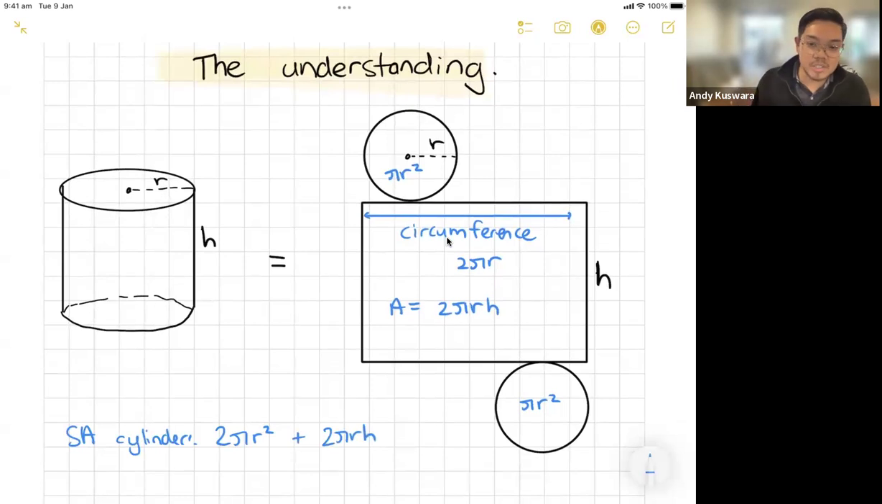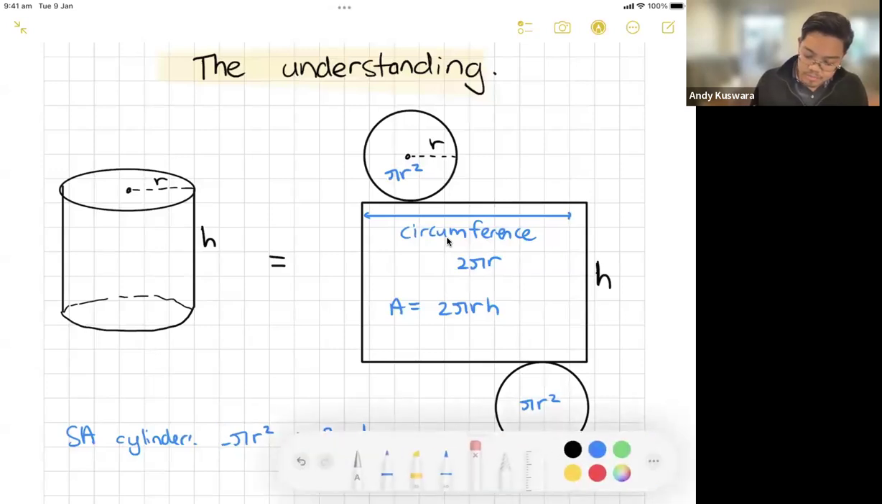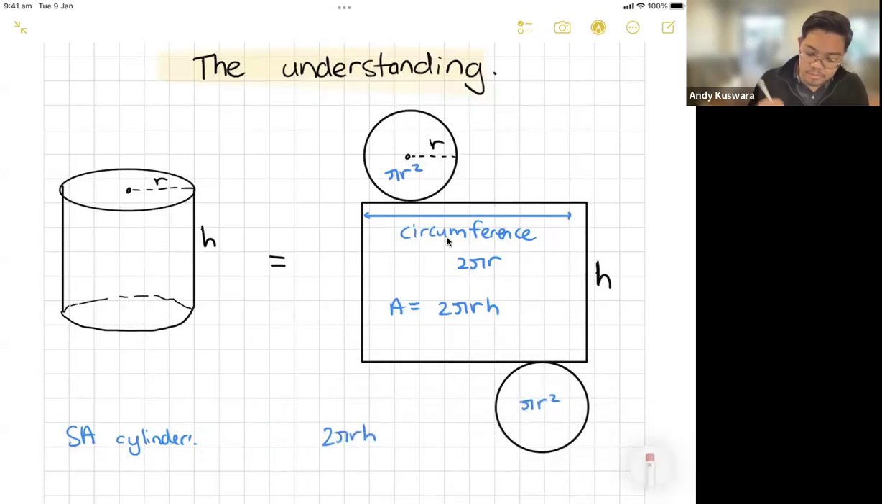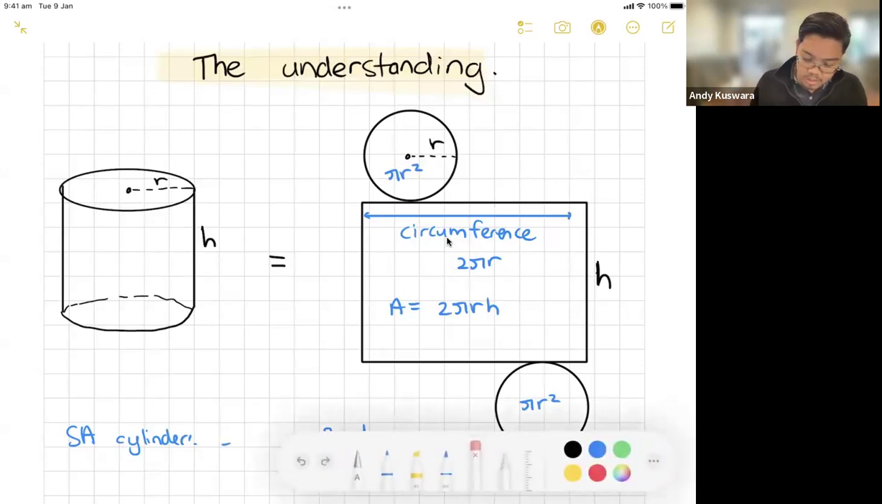Now you can adjust for whether you have an open top or an open bottom. You now recognize which bits come from where. If I don't have a top, I'll just change it to a singular pi r squared. If there was just the curved surface, then I'll use just the 2 pi r h bit. Hopefully you can adjust the formula based on what the question is asking.